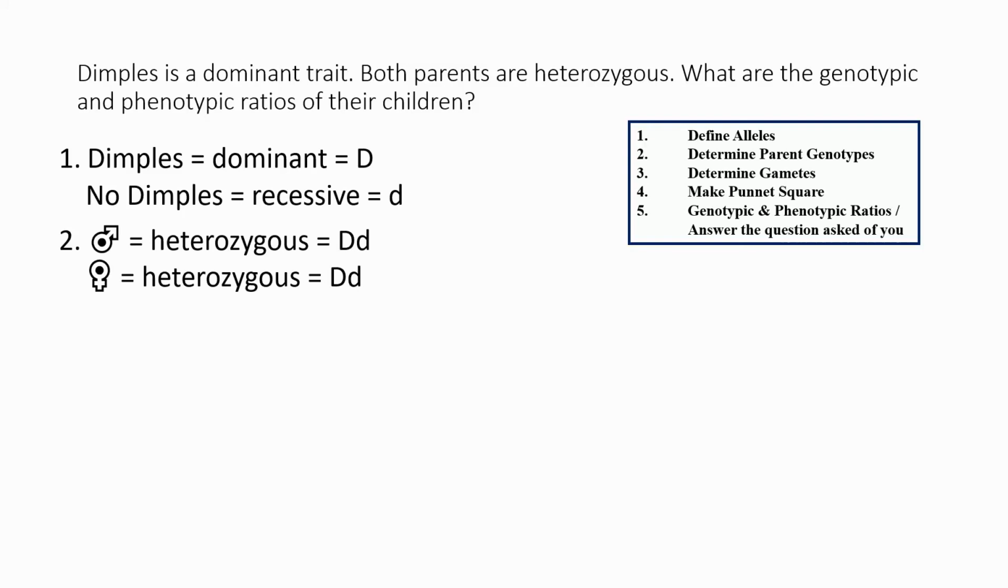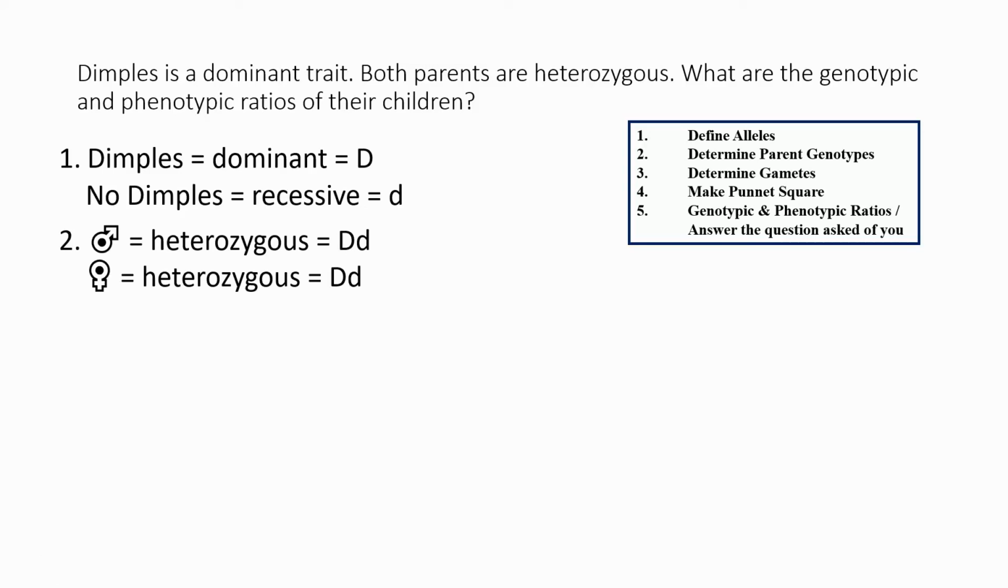All right, so you may notice this one's a bit different than the last couple because both parents are heterozygous. We see that in the second sentence here. Dimples is a dominant trait. Both parents are heterozygous. But it's up to you to read that and figure out, hey, they're saying both parents are heterozygous. That can tell us the genotype.